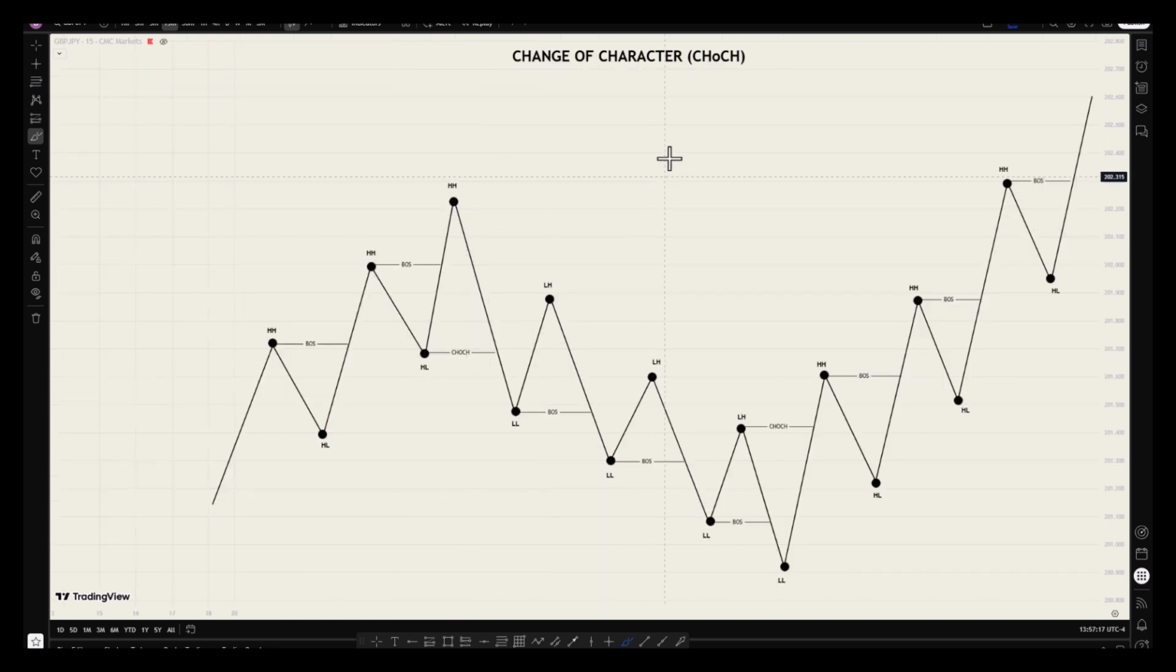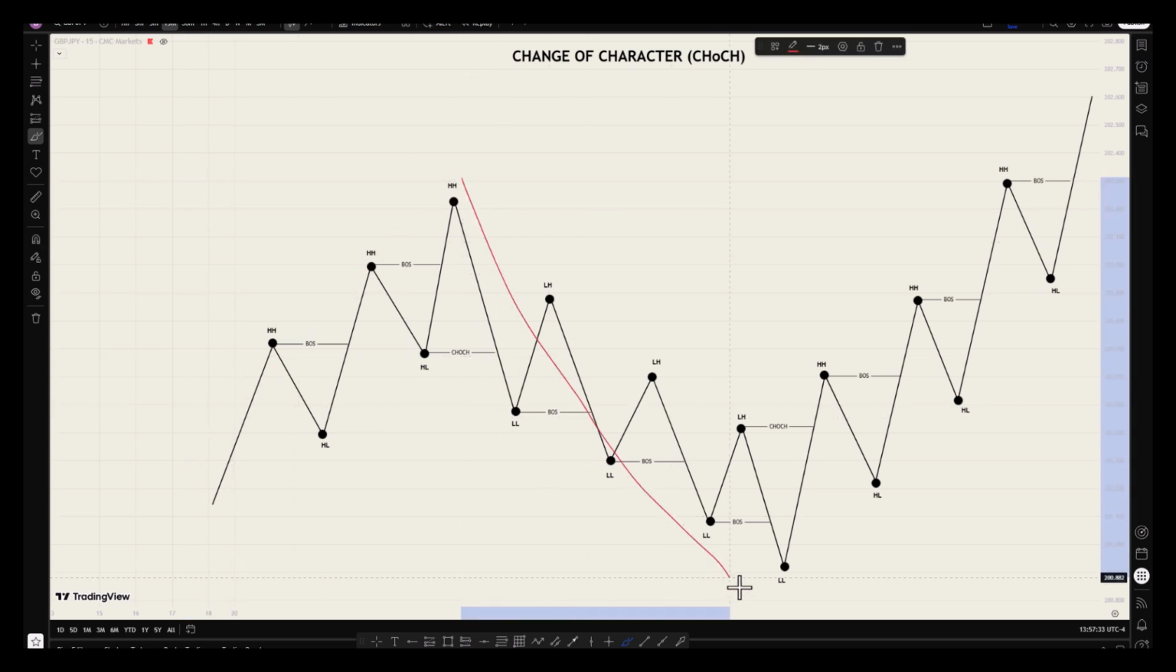This brings us to change of character, that is CHoCH. Let's say, for example, here in this depicted diagram, we see price is bullish at this level, and we now see price becoming bearish and then price becoming bullish again.